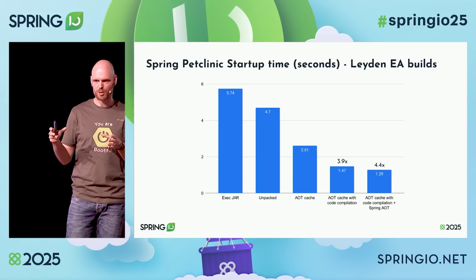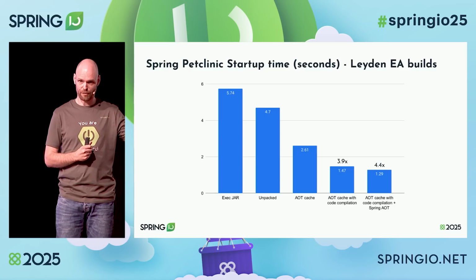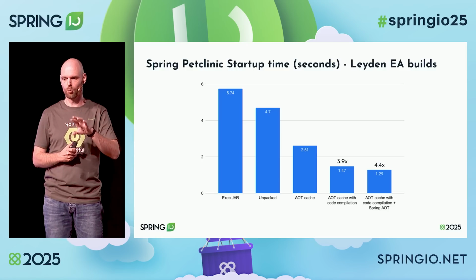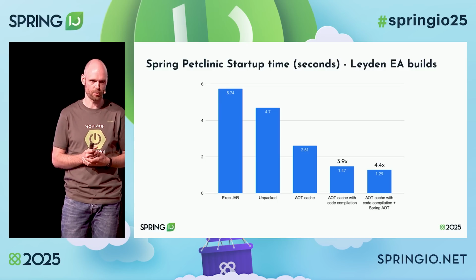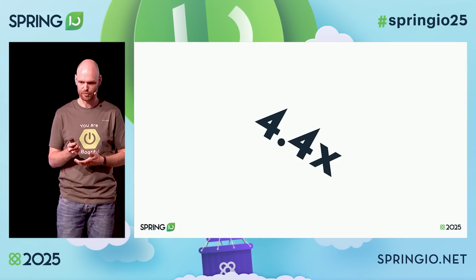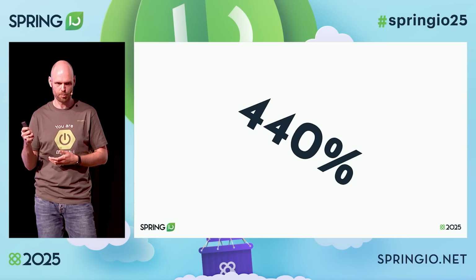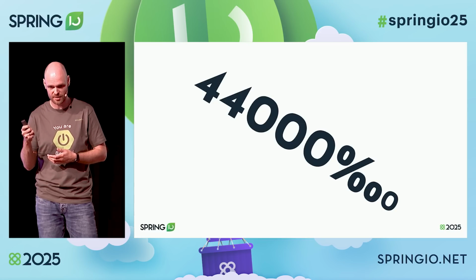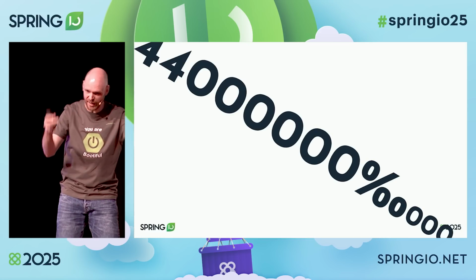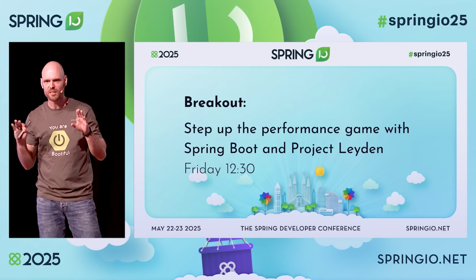But if you then enable Spring AOT on top of that, you start this application, which took like 5.74 seconds, in 1.29 seconds, which is a startup factor of 4.4x. Right? Let me repeat that for you. 4.4x, which is like 440%, which is like 4,400 per mil, which is 44,000 per decimil, which is 44 billion. I don't even know what the sign there is called. It's absolutely crazy. Okay, you get the idea.